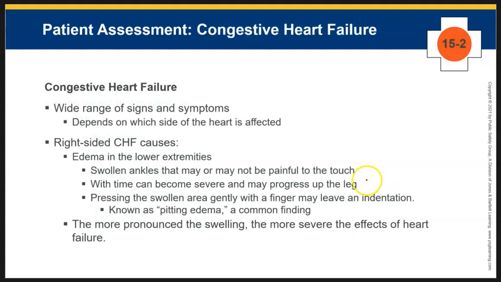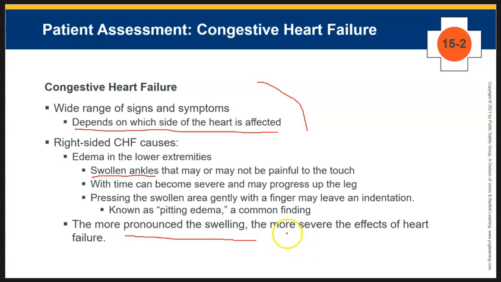For the patient in congestive heart failure, there's a wide range of signs and symptoms, and it depends on which side of the heart is affected. Right-sided CHF is that congestive heart failure in which the right side of the heart, trying to move blood returning from the body to the lungs, is failing, and consequently, because we get a backup of blood in the body, we're unable to effectively move it to the lungs, we're going to see things like swollen ankles and so on. The more pronounced the swelling, the more severe the CHF is.